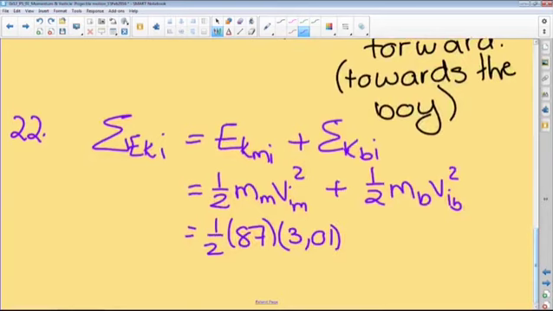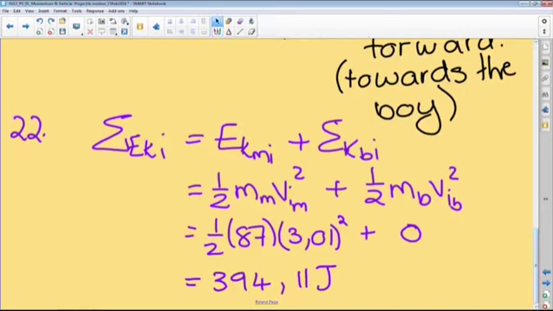And over here, you don't have to show the substitution because the boy wasn't moving. The boy doesn't have kinetic energy, so that's 0. And when we work this out, we get 394,11 joules. We're all happy with that. Initial velocity, initial kinetic energy, not a problem.